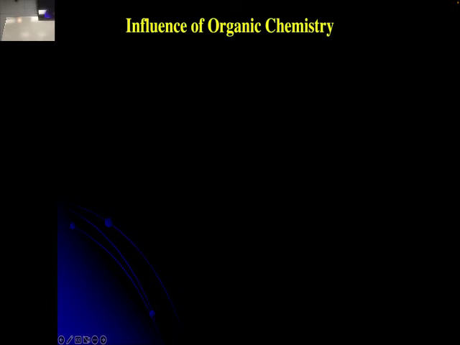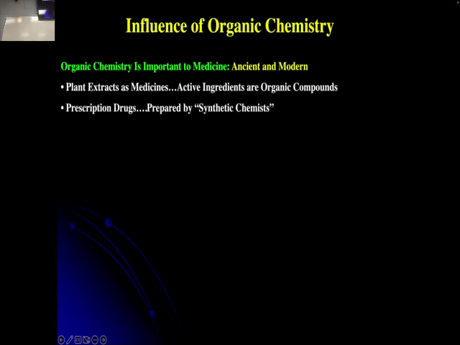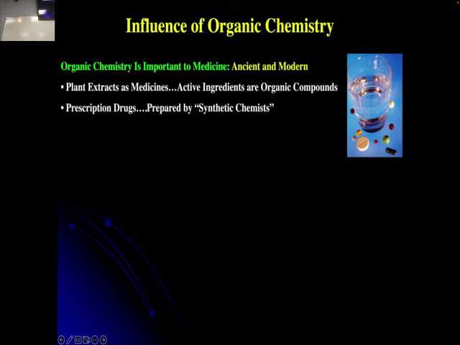So I want you to understand that our modern world is dependent to a large extent on organic chemistry. Okay? It's important to medicine, ancient and modern. You all had the opportunity to get COVID vaccines because of organic chemistry. You all had the ability to take an analgesic when you ran a fever because an organic chemist helped devise a way to make that molecule. Okay? We make these things using organic chemistry today.